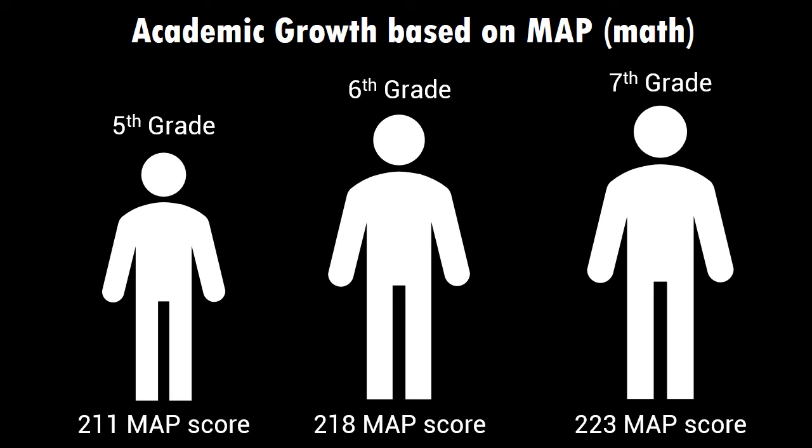And so now we can compare growth over time with the same student. The same student who scored a 211 in fifth grade has now scored a 223. And so we can say that is positive growth over time academically.